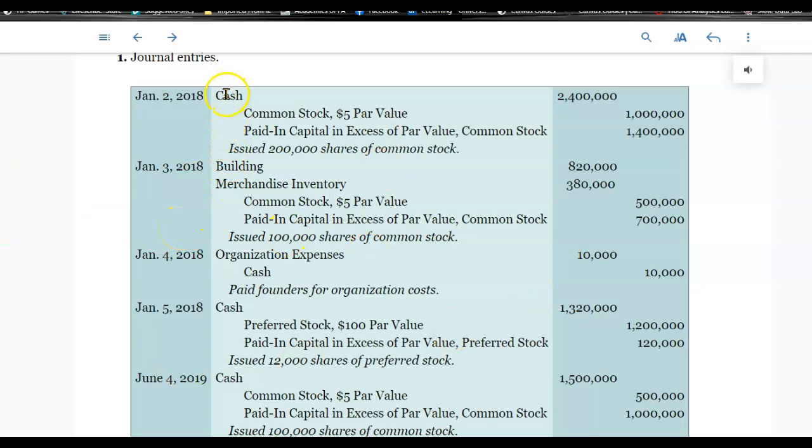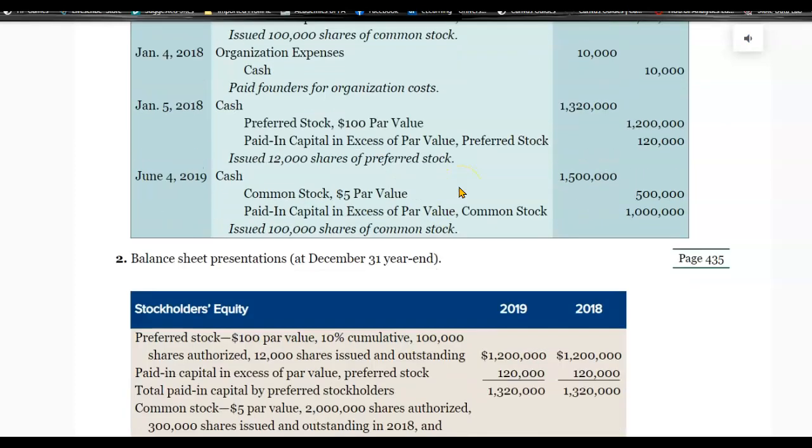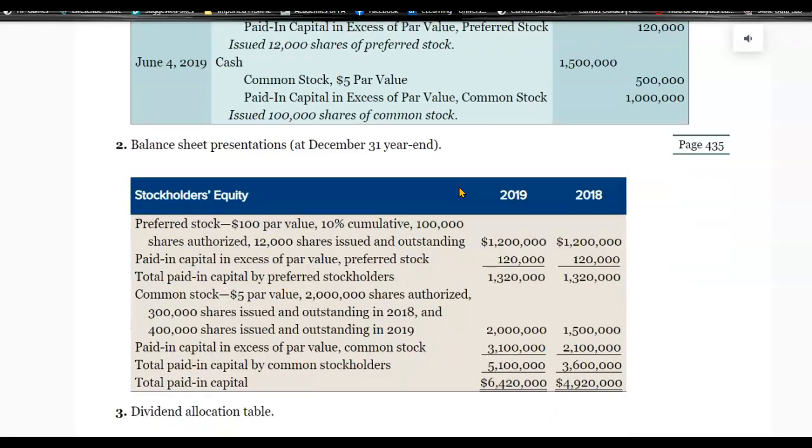You would have a T account for cash, a T account for the common stock, a T account for the preferred stock. You would have a T account for the paid in capital for common stock, and a paid in capital for the preferred stock. And then of course we would have an organization expenses T account, and we would have a T account for buildings and a T account for merchandise inventory. And so you can put all this into the T account format, which sometimes makes it a little easier when you're putting statements together. And so here we just have our accounts listed.